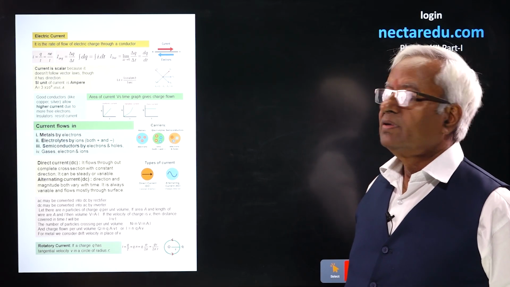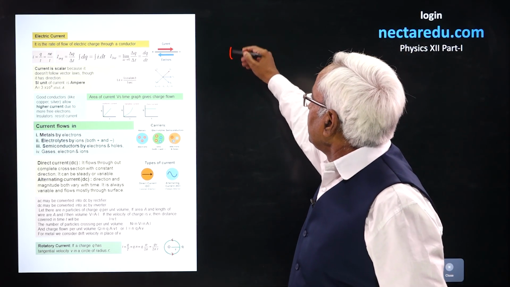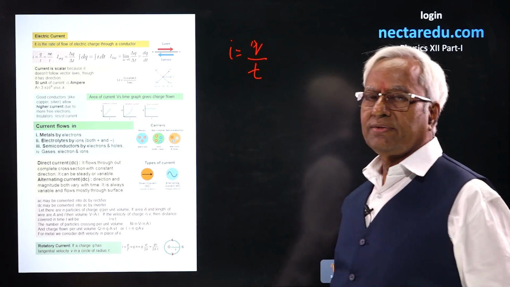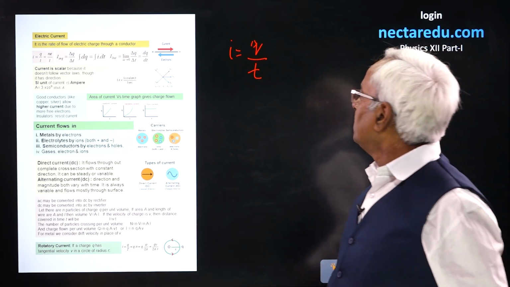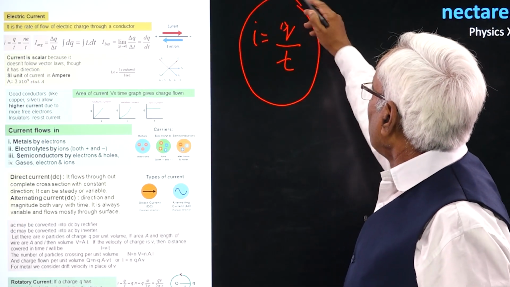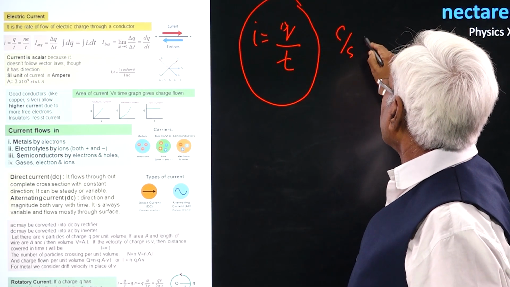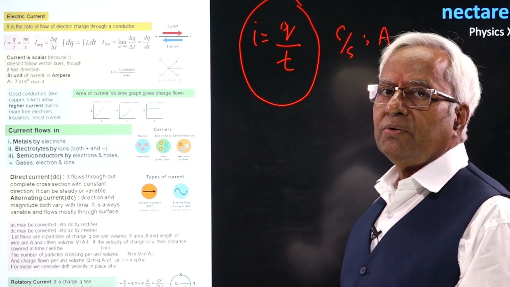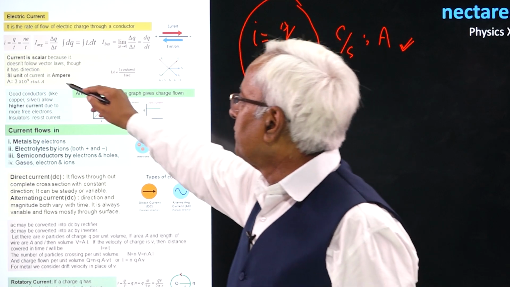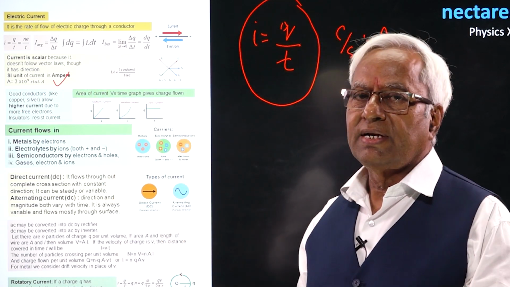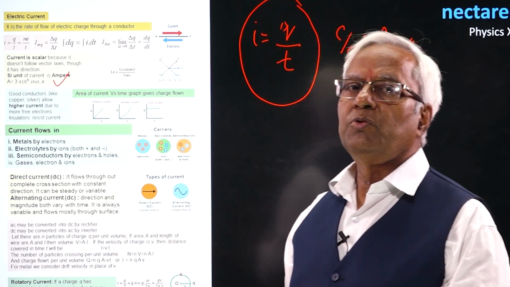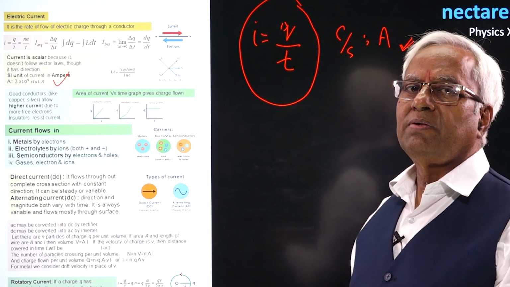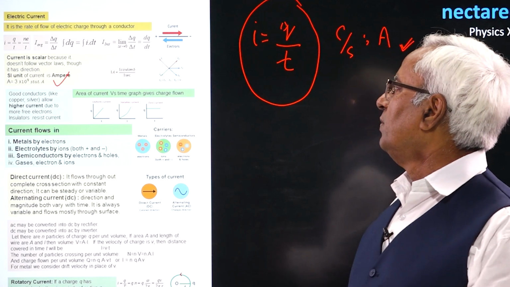Electric current is the rate of flow of charge flowing through the conductor, resistance or whatsoever it is. It is the rate of flow of charge, coulomb per second. The SI unit is ampere. 1 ampere becomes equal to 3 into 10 to the power 9 stat ampere, as in the case of coulomb, where 1 coulomb is equal to 3 into 10 to the power 9 stat coulomb.